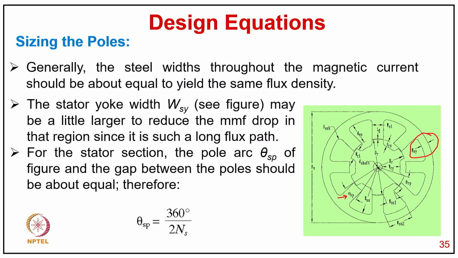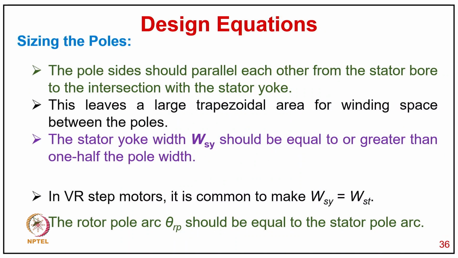Now sizing the pole. Generally the steel width throughout the magnetic circuit should be about equal to the yield, the same flux density, and the stator yoke width WSI, if you look into the figure, may be a little larger to reduce the MMF drop in that region, since it is such a long flux path. So for the stator section, the pole arc theta SP of the figure and the gap between the poles should be about equal. Therefore theta SP equal to 360 by 2 NS.